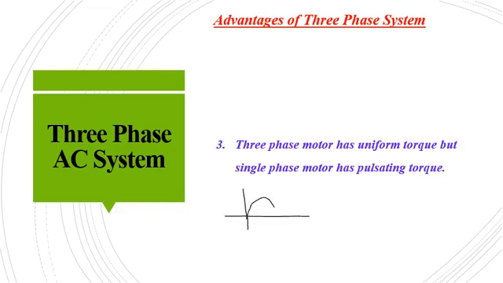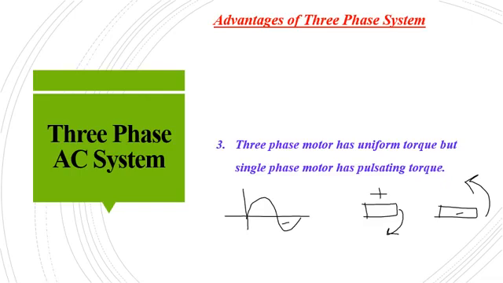Single phase voltage is like this, right? During the positive half cycle, if this is your motor, it will be rotating in the clockwise direction. And during the negative half cycle, the torque developed will be in the anti-clockwise direction. So the torque developed itself is a pulsating torque.